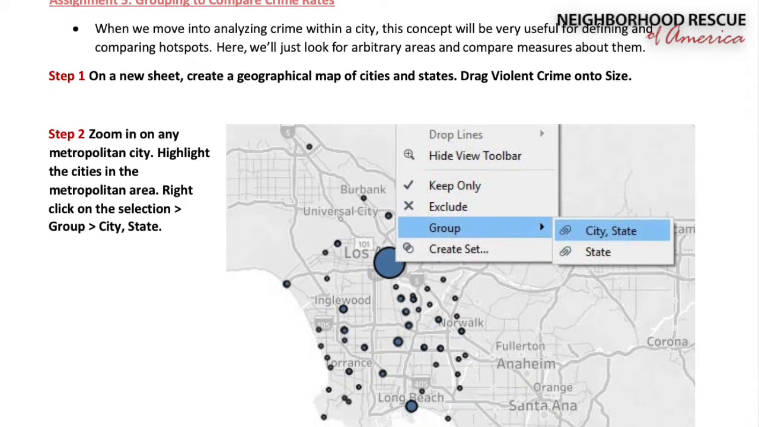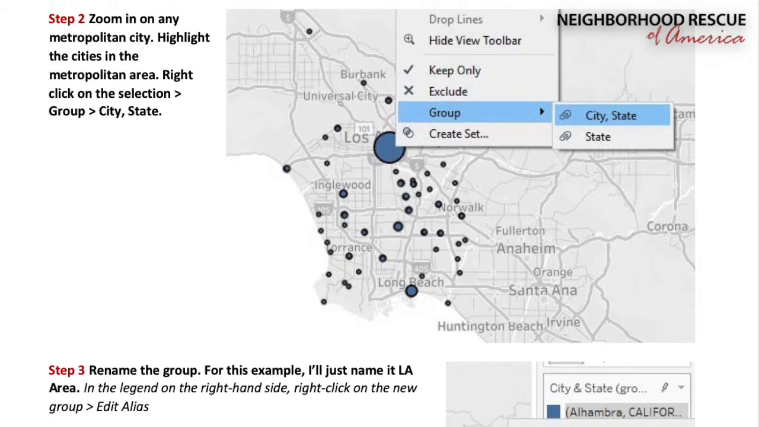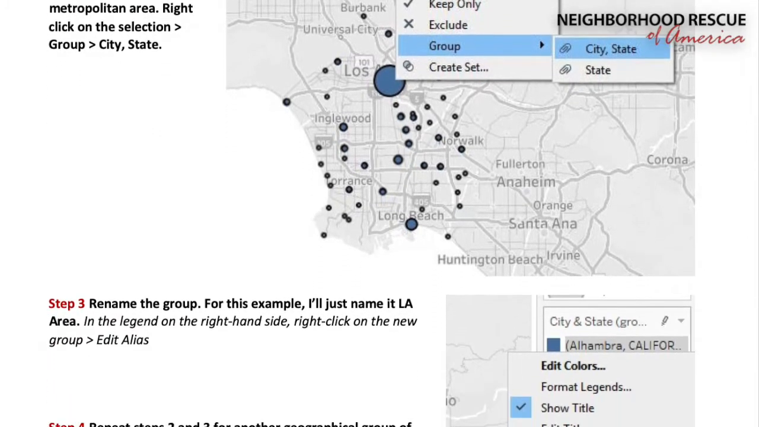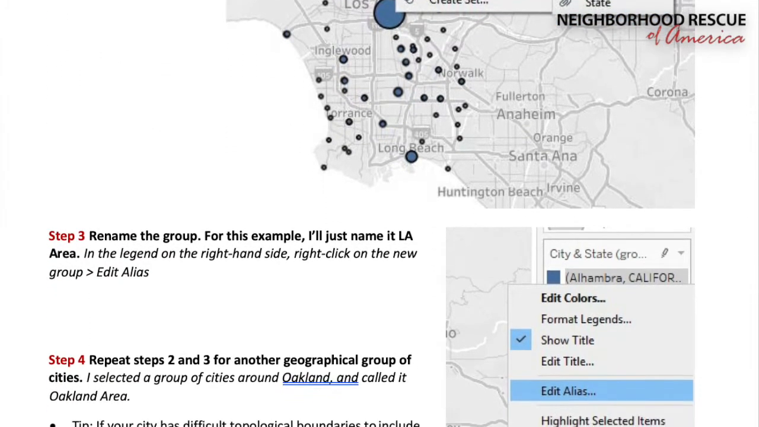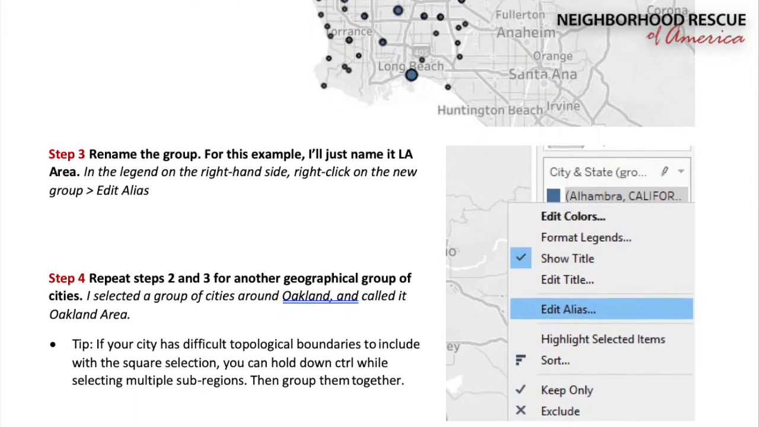Assignment 5, Grouping to compare crime rates. When we move into analyzing crime within a city, this concept will be very useful for defining and comparing hotspots. Here, we will just take a look at arbitrary areas and compare measures about them.